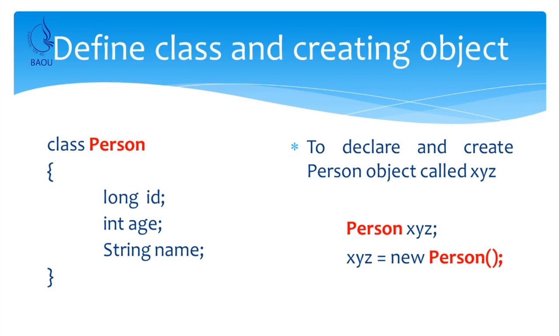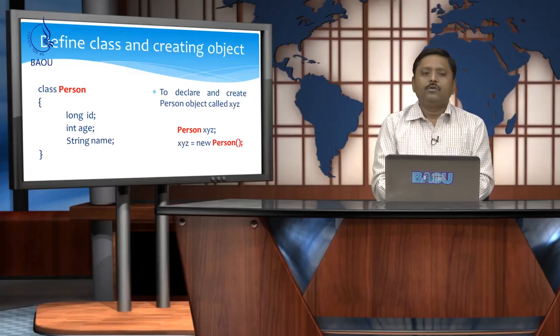Now, initially xyz has no reference or no address, but whenever you allocate memory for xyz, you have to use the new operator. So, next we write xyz is equal to new Person. So, memory is allocated for xyz and assigned to xyz. So, next time you refer to xyz, you can access its data if it is public.